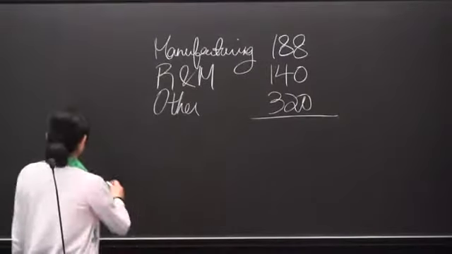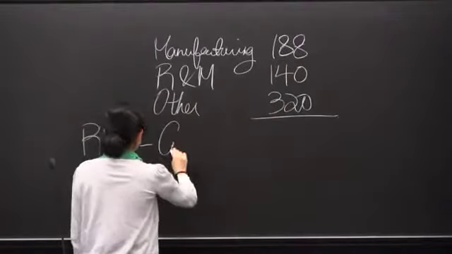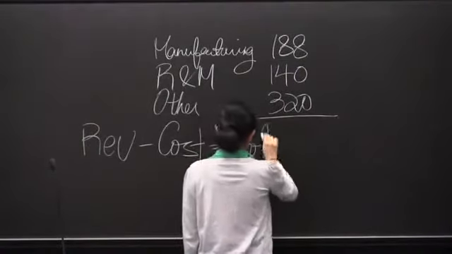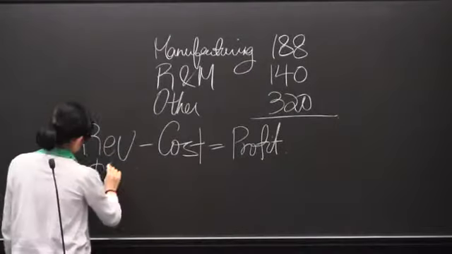So what they're saying is my revenue minus my cost is my profit, right? So they cannot sell any higher than 650.